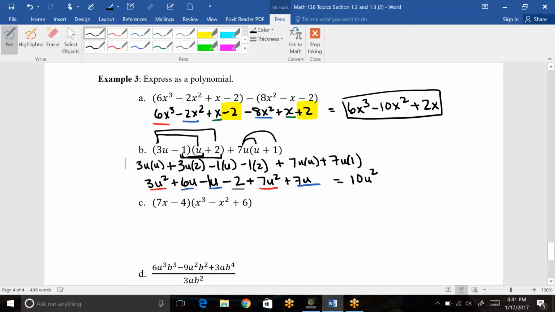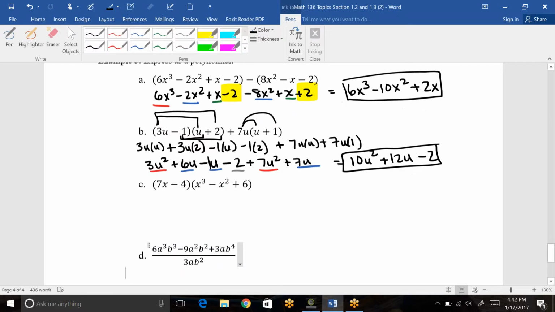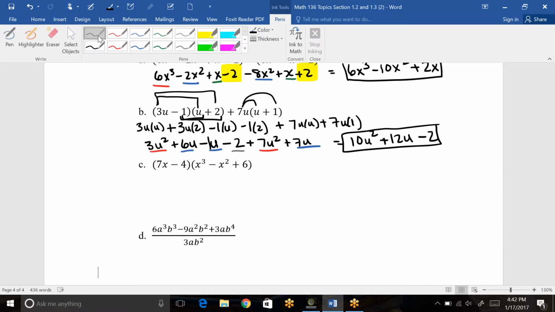6u minus 1 would be 5, plus 7 would be 12. And then the minus 2 gets brought over. C part is just a distributive property now where we have a trinomial. So we need to do everything in the binomial times everything in the trinomial.